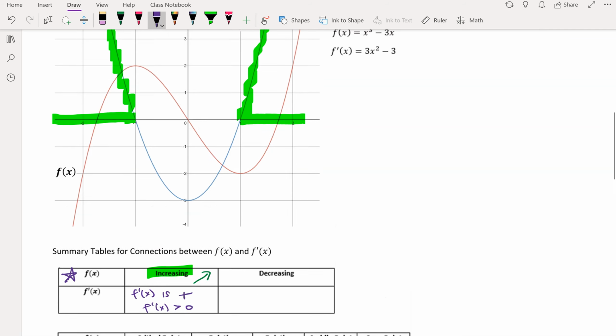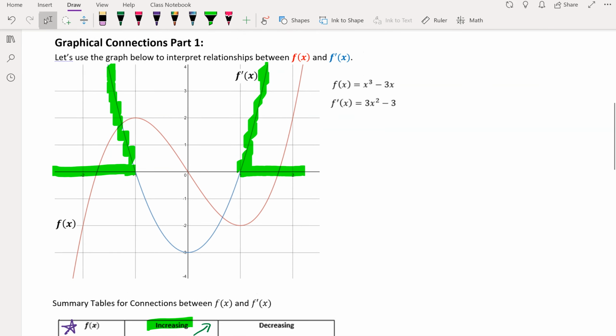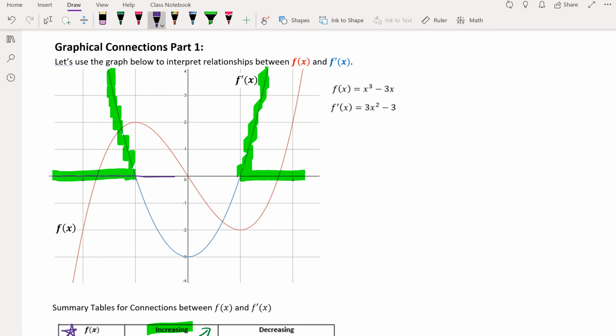Really quick, let's remind ourselves what positive and negative means. That's the x-axis, right? Positive means above the x-axis, negative means below the x-axis. That's what positive and negative means. All right, so you can see that the derivative graph is above the x-axis in that range.